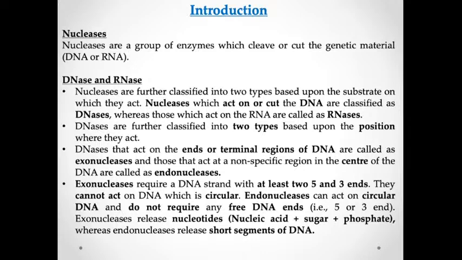DNases that act on the ends or terminal regions of DNA are called exonucleases, and those that act at non-specific regions in the center of the DNA are called endonucleases. Exonucleases require a DNA strand with at least a free 5 prime and 3 prime end, and they cannot act on DNA which is circular. Whereas endonucleases can act on circular DNA and do not require any free DNA ends. On top of that, exonucleases release nucleotides like nitrogenous base, sugar, and phosphate, whereas endonucleases release short segments of DNA.